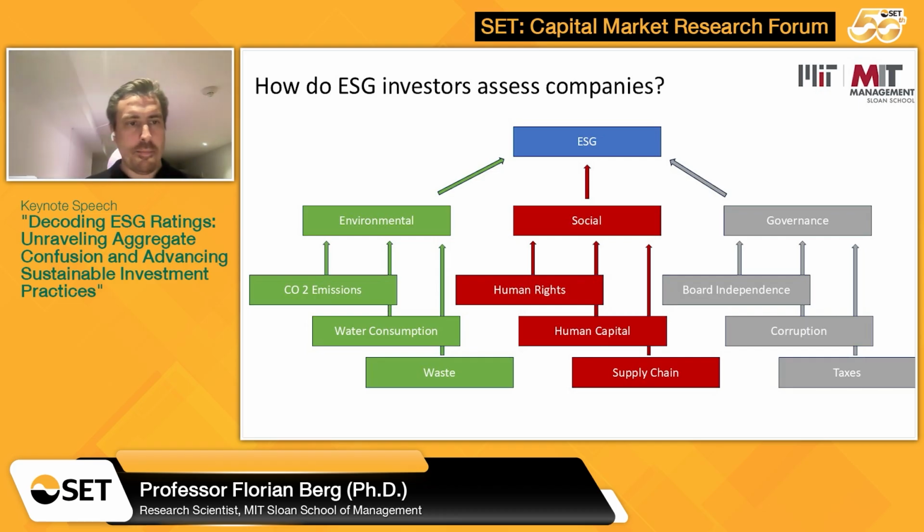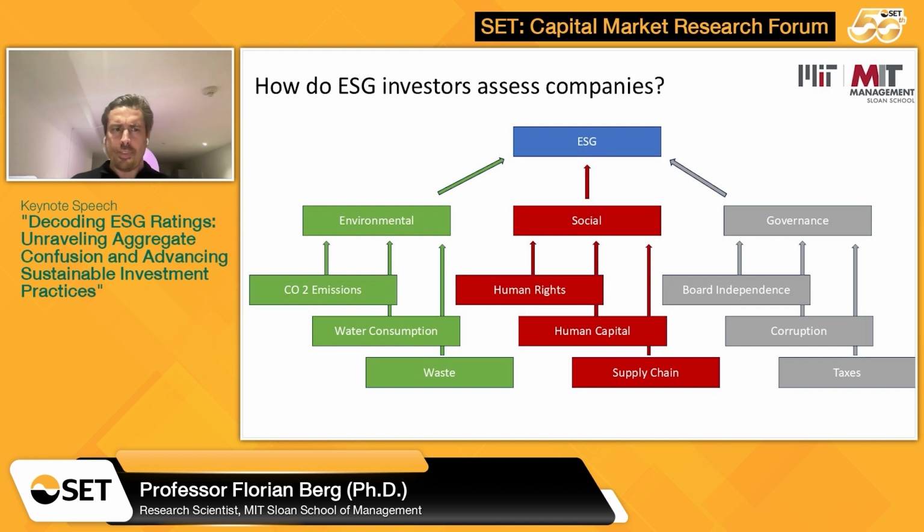The environmental rating is composed of certain topics such as CO2 emissions, water consumption, or waste. In the social dimension, you have human rights, human capital, supply chain issues. And in the governance dimension, you have board independence, corruption, and taxes, and loads of other business ethics, for example.